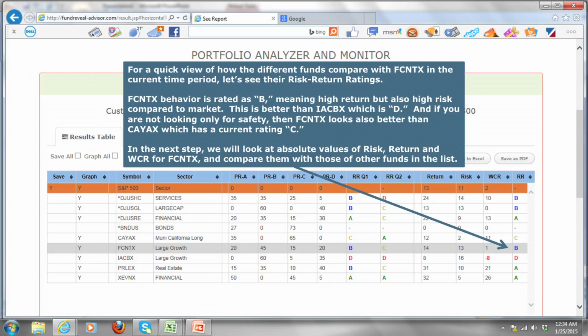FCNTX behavior is rated as B, meaning high return but also high risk compared to the market. This is better than IACBX, which is D. And if you are not looking only for safety, then FCNTX looks better than CAYAX, which has a current rating of C. In the next step, we will look at absolute values of risk, return, and WCR for FCNTX and compare them with those of other funds in the list.